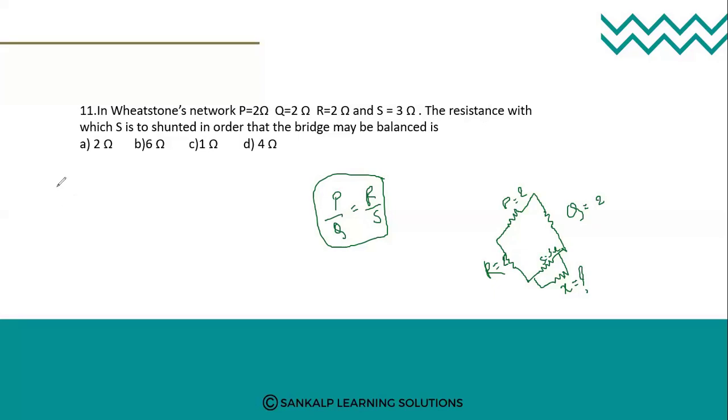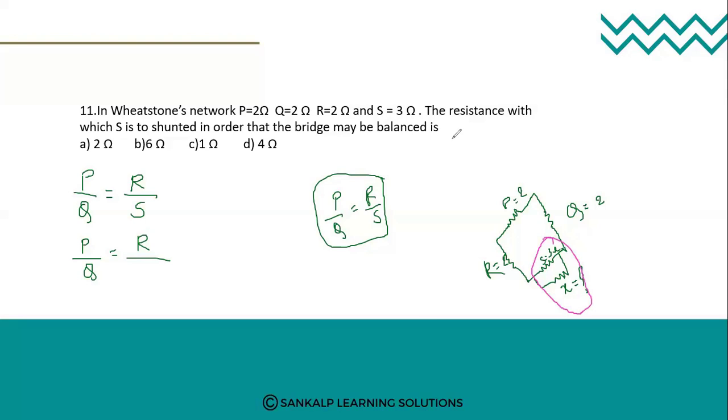Now see here how to do this. We are using the same concept. Here X is our unknown resistance which is connected at S, to be balanced. According to the Wheatstone network, the condition is P by Q is equal to R divided by S. So now I'll write it as P by Q is equal to R divided by, and for S we are connecting a resistance. You can see they are in parallel combination. S and X are in parallel combination.